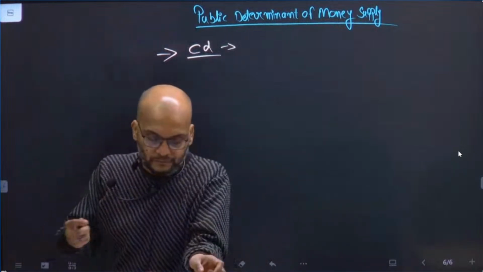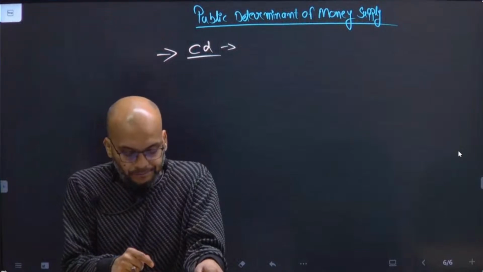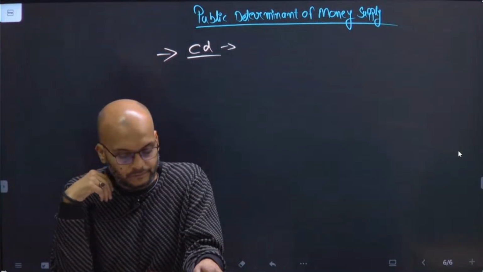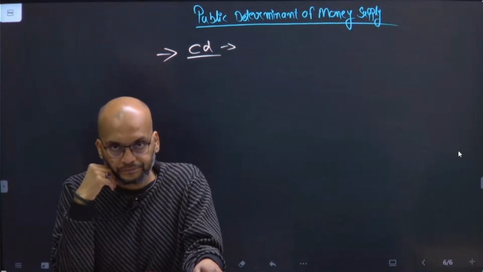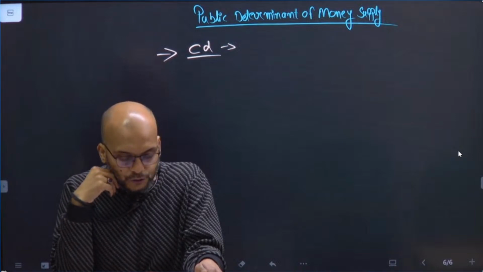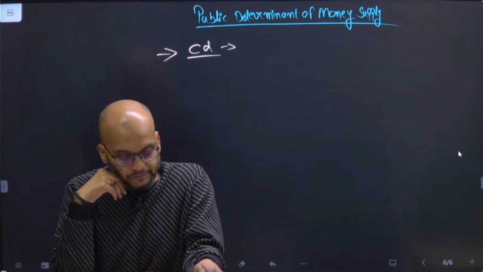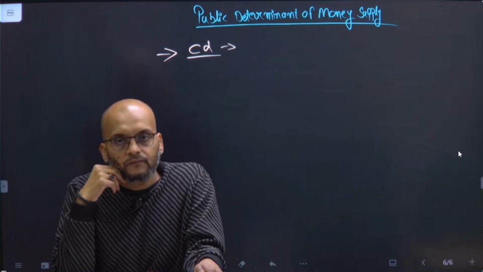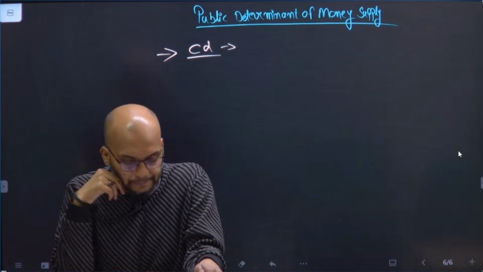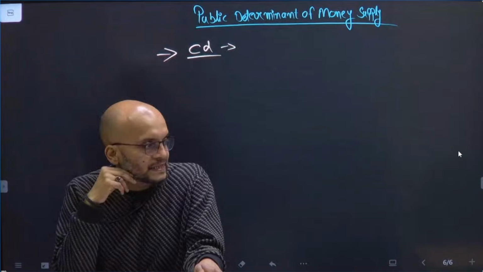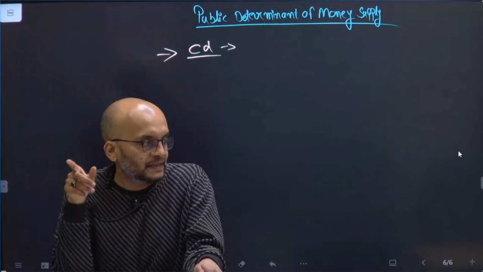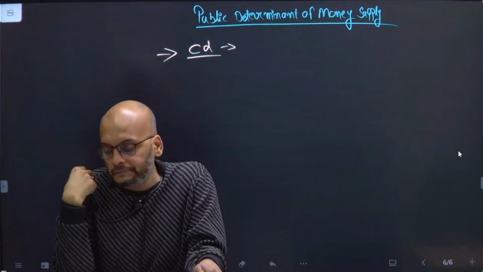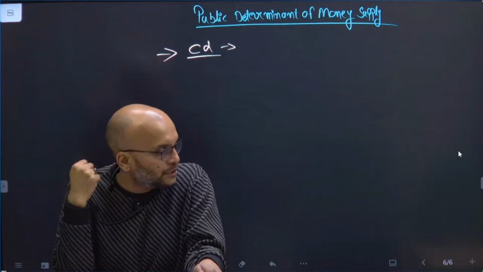So write down, public helps to determine money supply with currency held by them. In bracket, you can write currency to deposit ratio.